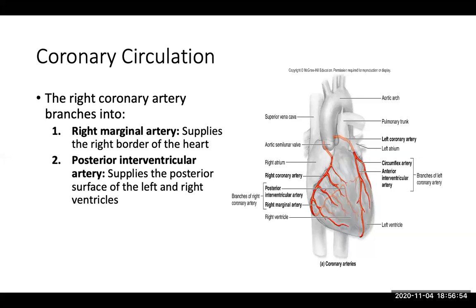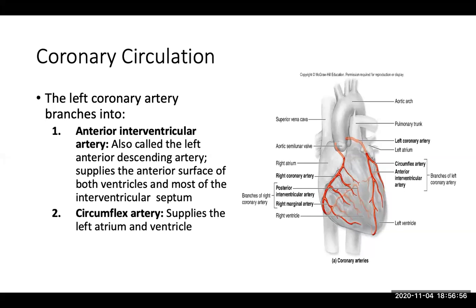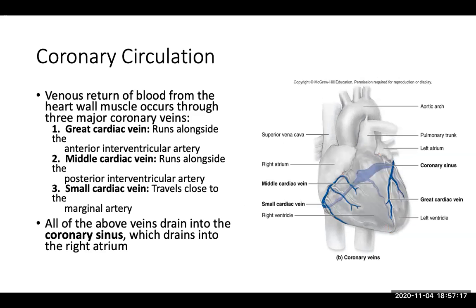The right coronary artery branches into these arteries shown here, the right marginal and the posterior interventricular artery. And the left coronary artery will branch into the anterior interventricular artery. We also call that the left anterior descending or LAD artery. And this will supply the anterior surface of both ventricles and most of your interventricular septum. The circumflex artery goes around to the back and supplies the left atrium and left ventricle.